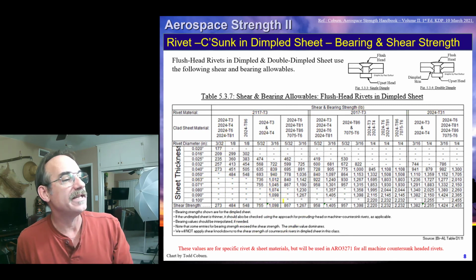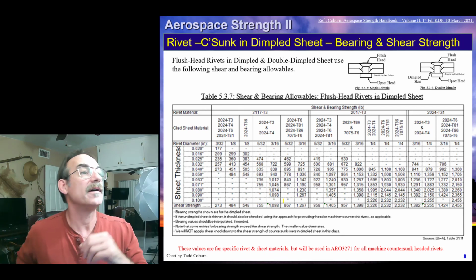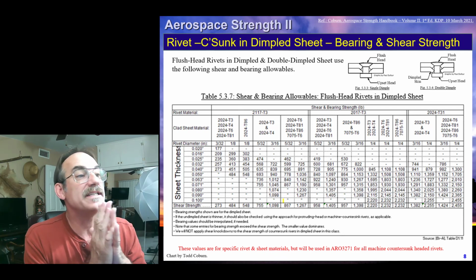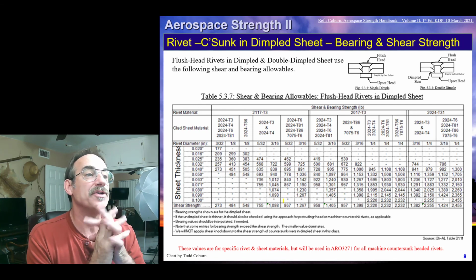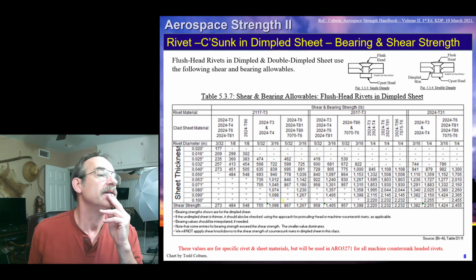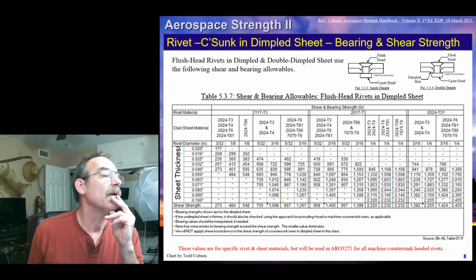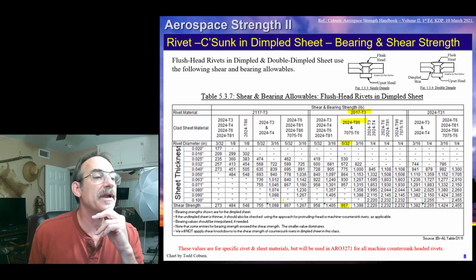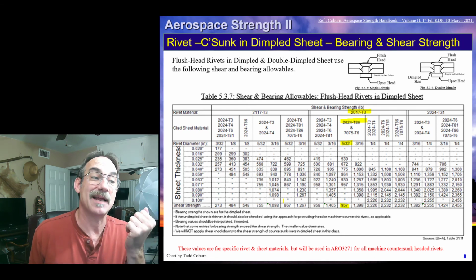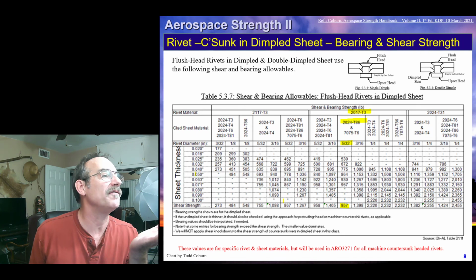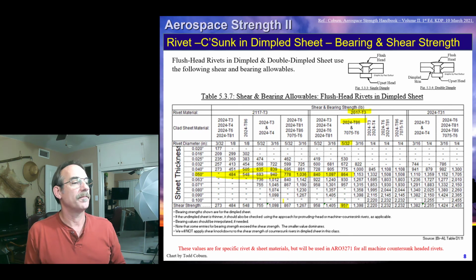So what is the shear strength of a 2017 T3 flush head rivet in dimpled sheet if it's 5/32? You'd say, okay, we've got 2017 T3 and 2024 T3, 5/32, and if we want the shear strength, it's this. If we want the bearing strength, you've got to say, well, what thickness are we talking about? Let's say we're talking .050. That means we come here, and it's 864. Got it? That's how you do that.